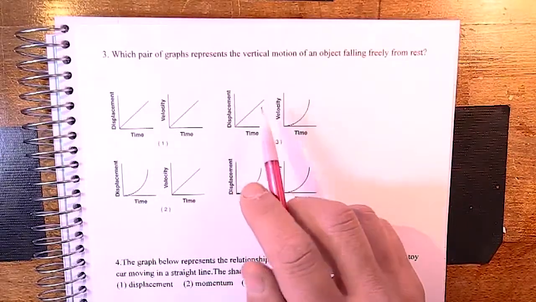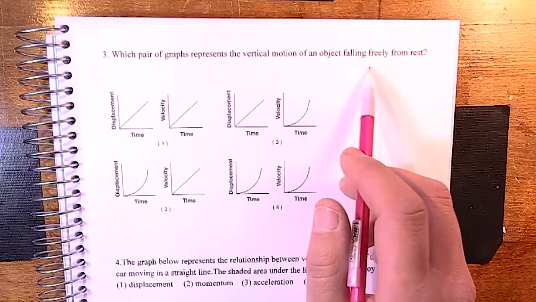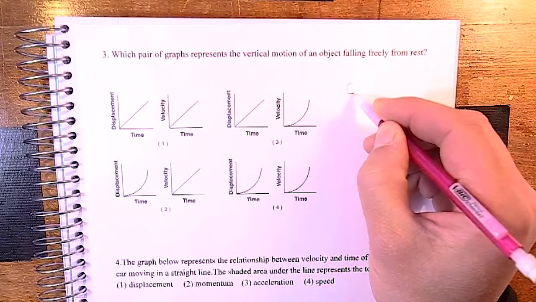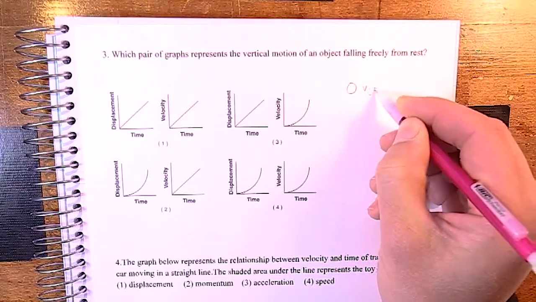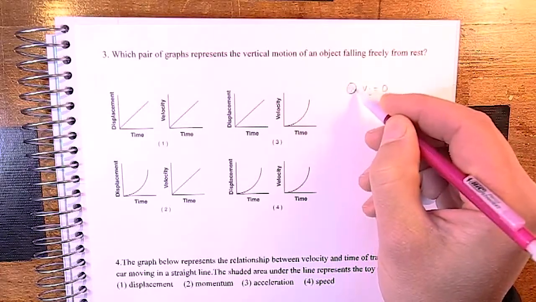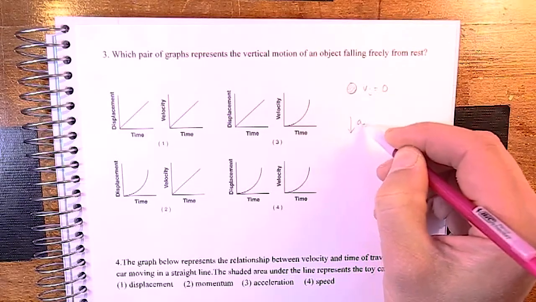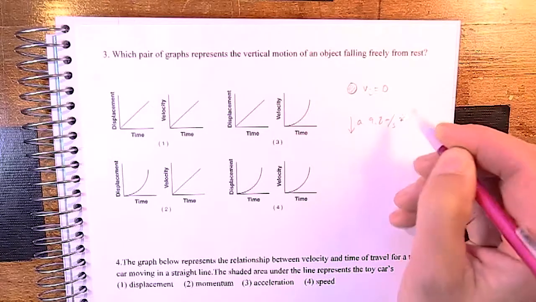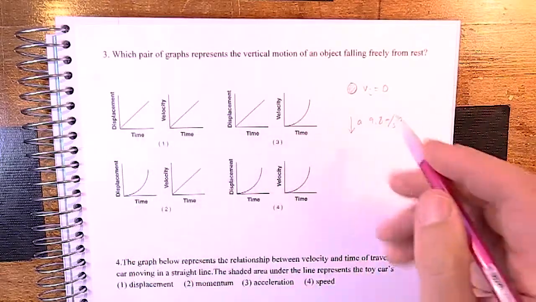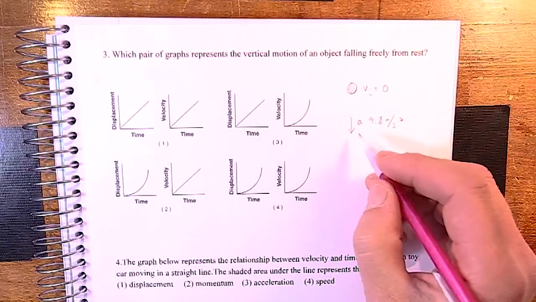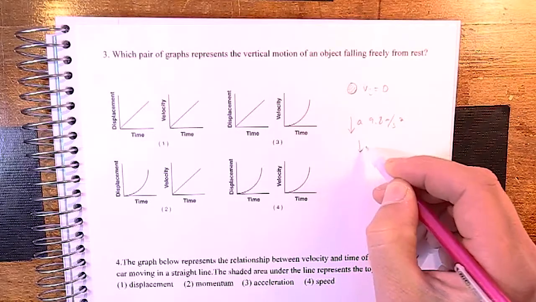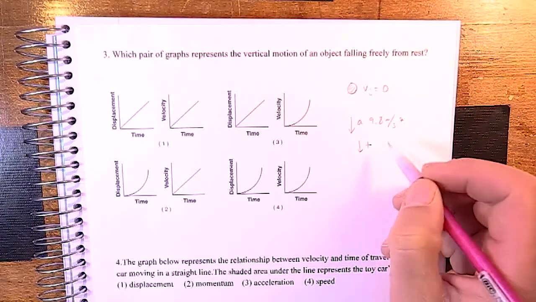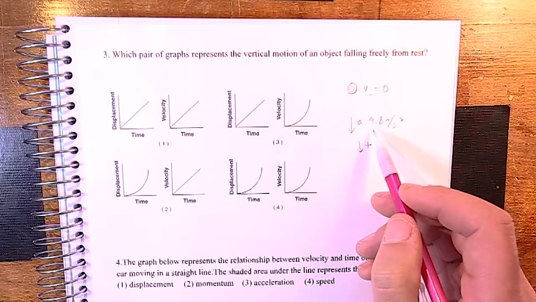Which pair of graphs represents the vertical motion of an object falling freely from rest? So if we have an object with an initial velocity of 0, it's going to accelerate down at 9.8 meters per second squared. Okay, in this problem, all the choices are positive, so we are therefore calling down to be positive.